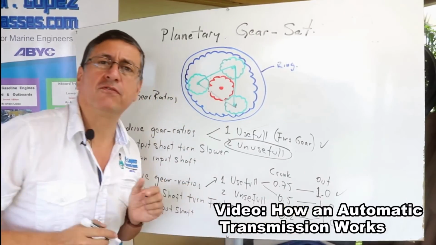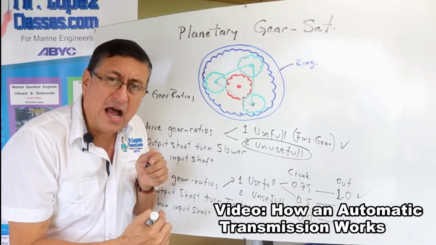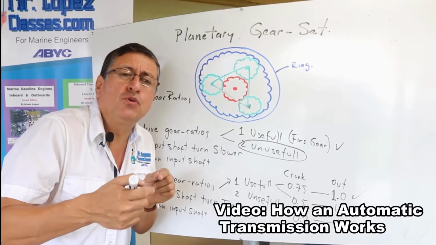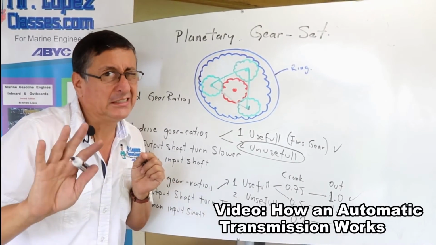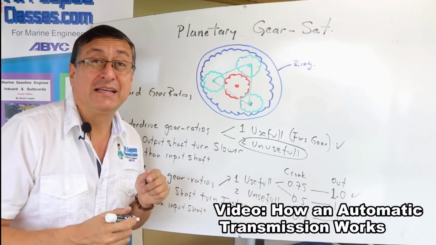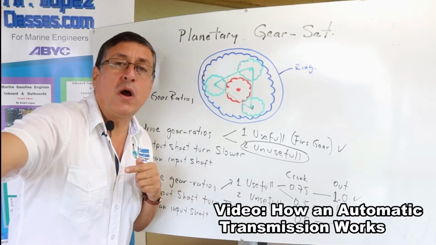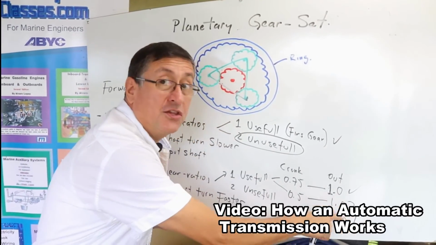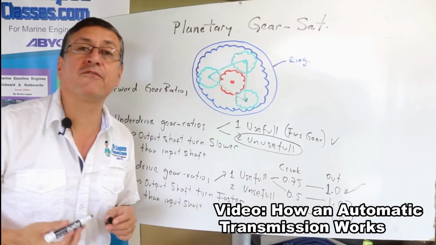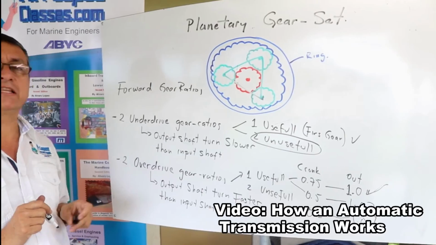This is the most common. This is the most useful. Other one, 0.5 rotation of the crankshaft produces 1 rotation in the output shaft. Oh, that's too much. It is not useful. The other one, 0.2 rotation of the crankshaft produces 1 rotation. That's crazy. Those are crazy. Those are unuseful. This one is useful, the first one, 0.7 to 1. This is the most common for overdrive.